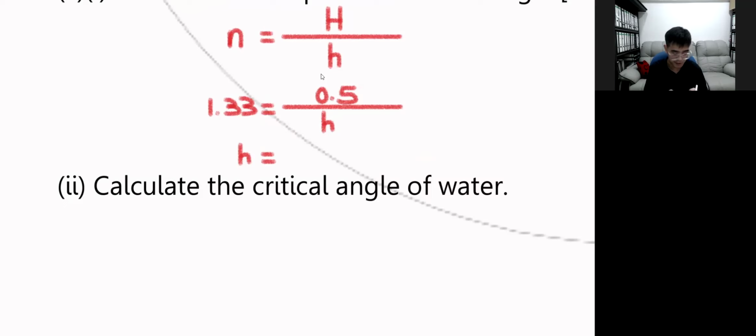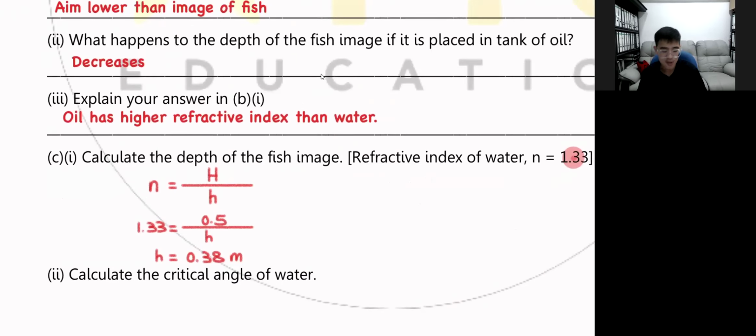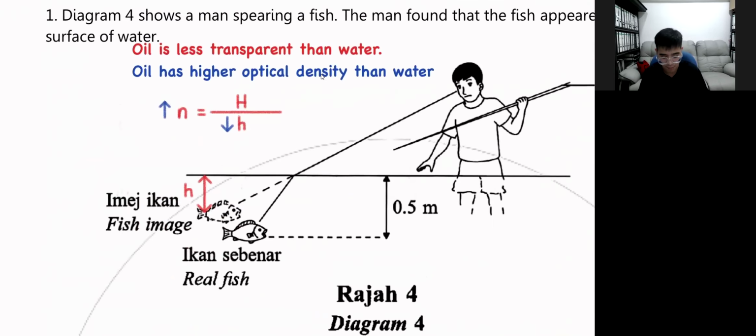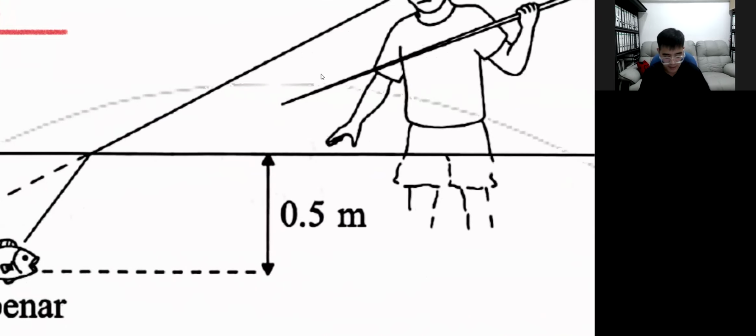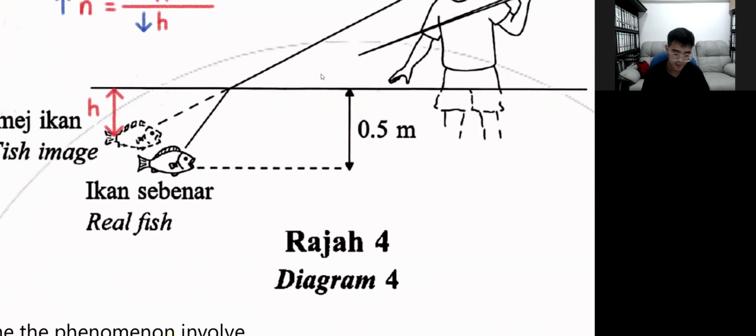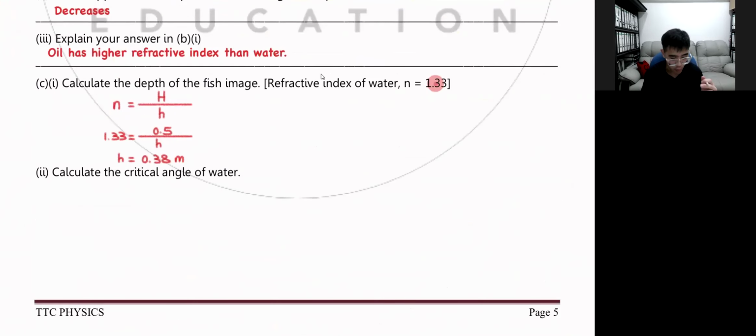0.5 divided by 1.33 should equal 0.3759. If you round your answer to two decimal places, then your answer should be 0.38 meter. If you put this 0.38 meter back to the diagram, you will see that the image of the fish is nearer to the surface of the water, only 0.38, while the real fish is 0.5 meter deep down in the water. Not too deep, but deeper than the image of the fish. Clear? Yep. So then let us move on to question C2.